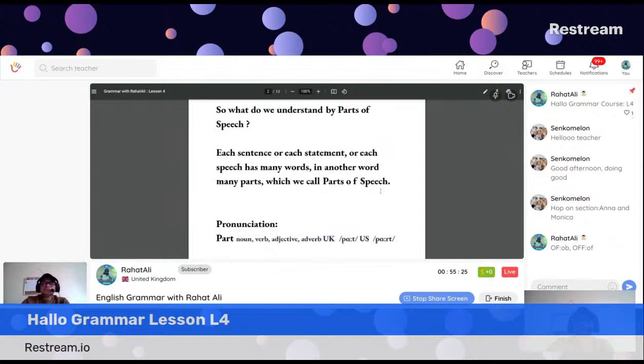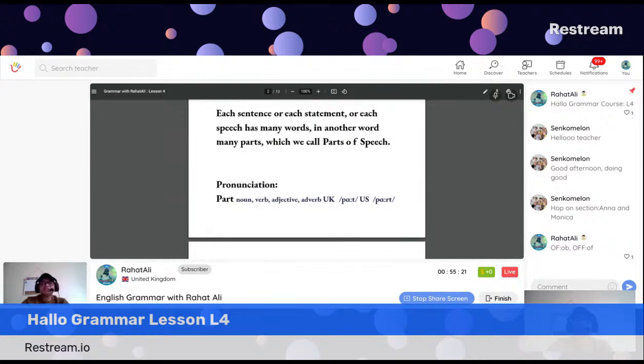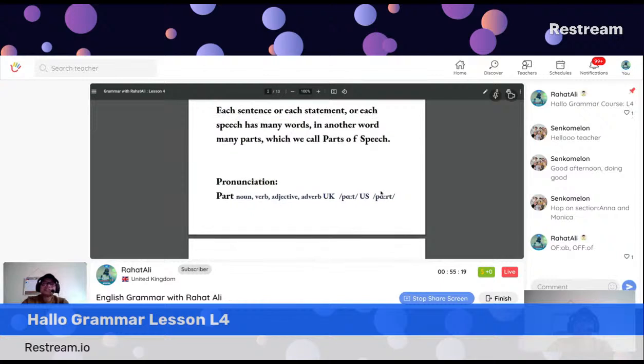So let's move on. Part, the pronunciation. Remember, whatever pronunciations are given is for your practice. It can be used as a noun, verb, adjective, adverb. That is really amazing. This word part has 4 uses: noun, verb, adjective, adverb.